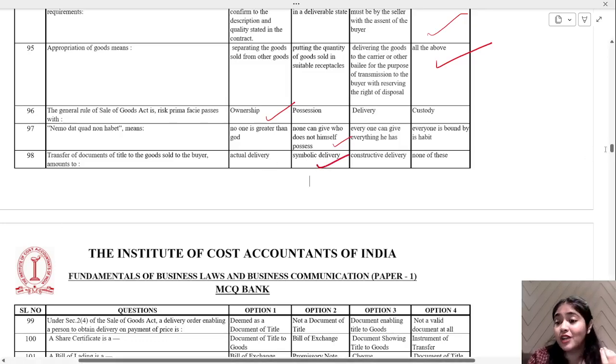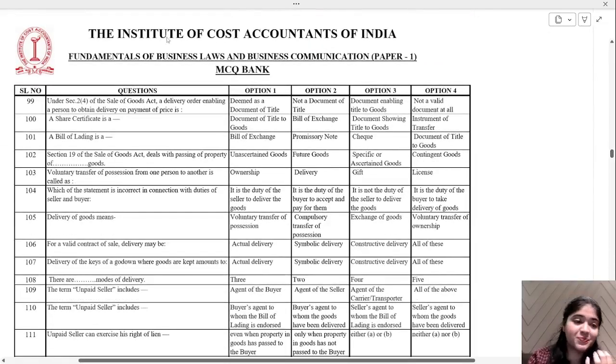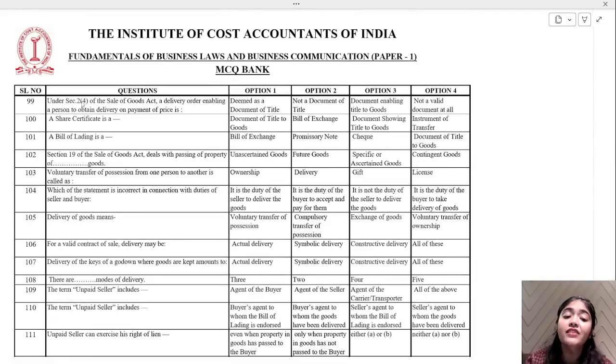Almost 100 questions we are going to cover. Half of the questions we are almost done. Now, under Section 2(4) of the Sale of Goods Act, a delivery order enabling a person to obtain delivery on payment of price is deemed as: a document of title, not a document of title, a document enabling title of goods, or not a valid document.